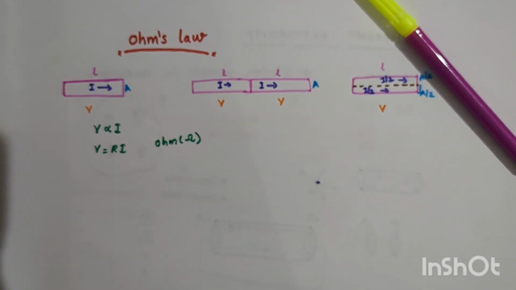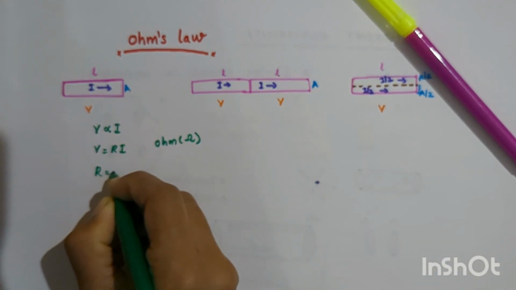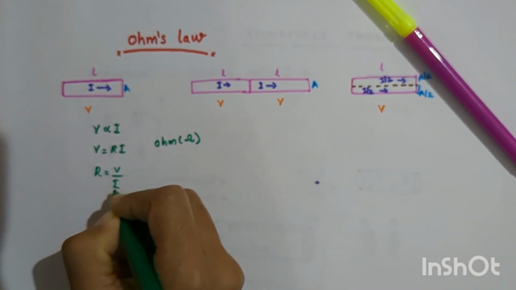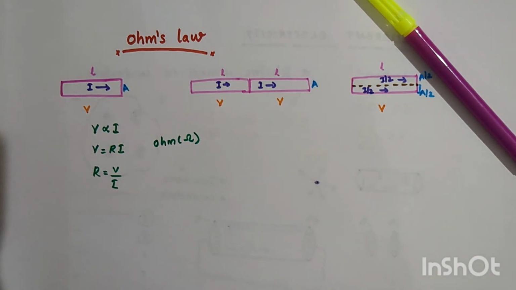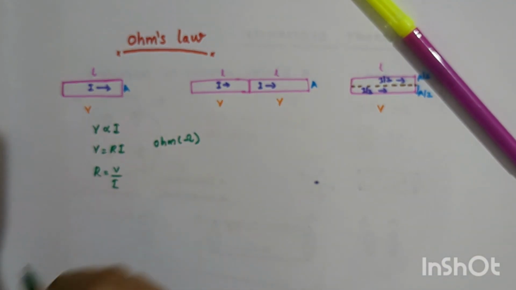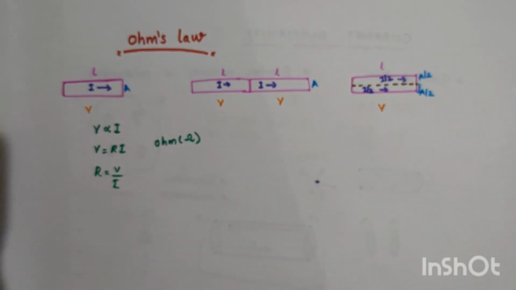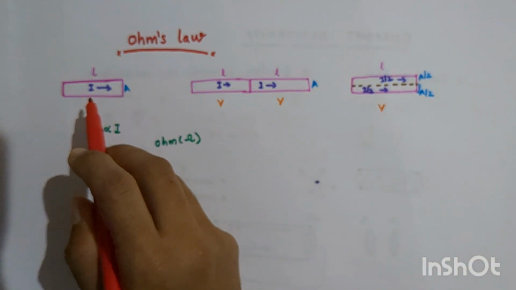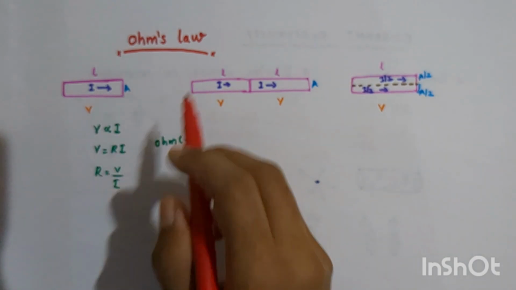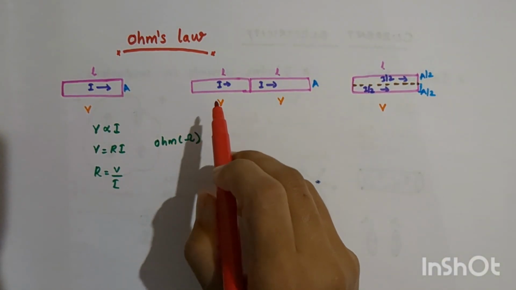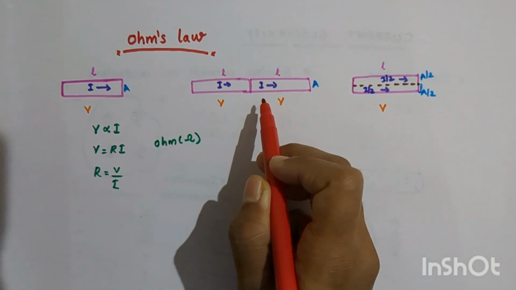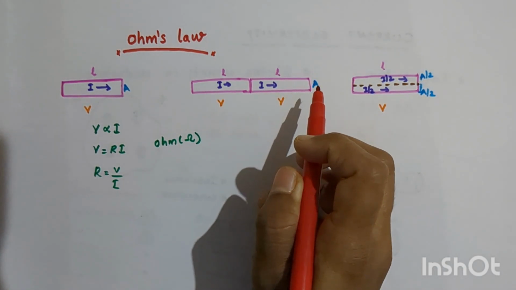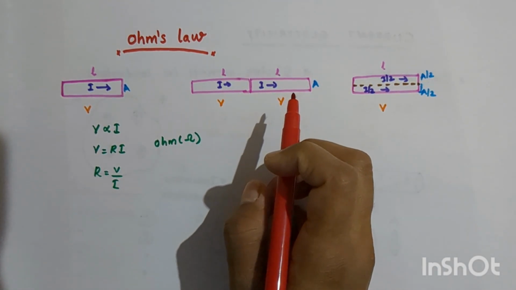From this expression, we can write R is equal to V by I. Now, this is a conductor, or we can say that it is a conducting slab. Let us consider two such identical conducting slabs, of the same length, same area of cross section, everything the same.